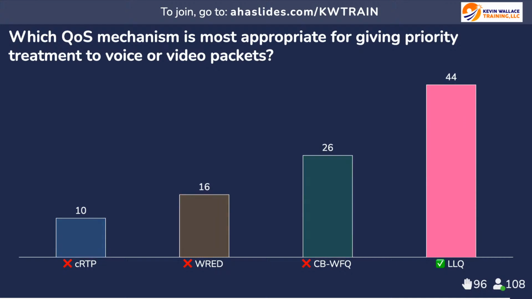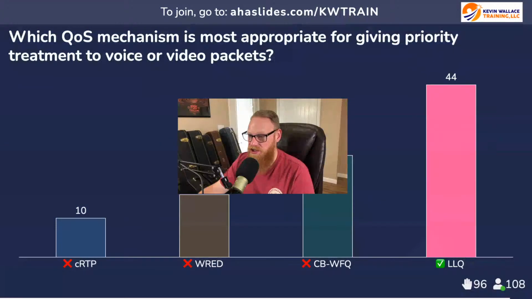All right, time is up, and the majority chose LLQ, and that is absolutely correct. Low latency queuing. That is actually an extension of class-based weighted fair queuing, or CBWFQ, that we see as one of our options. It's going to add a priority queue.